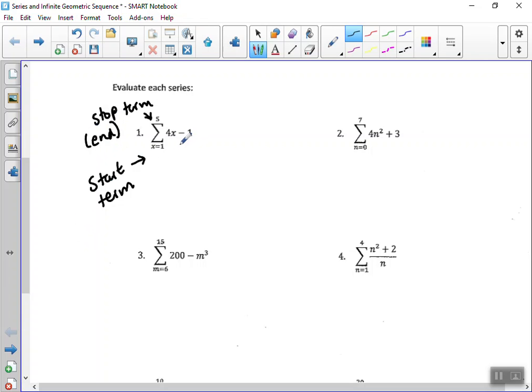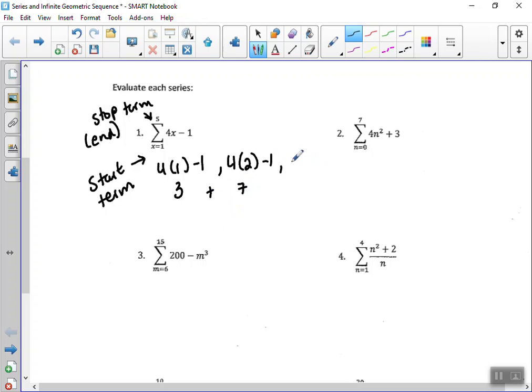Okay, so the way this works is you start with the 1 and you plug it into the x here. So you do 4 times (1) minus 1. So 4 times 1 is 4, minus 1 is 3. This is my first term. Okay, and then the second term, after 1 you come to 2. 4 times 2 minus 1. 4 times 2 is 8, minus 1 is 7. That's your second term that I'm going to add.